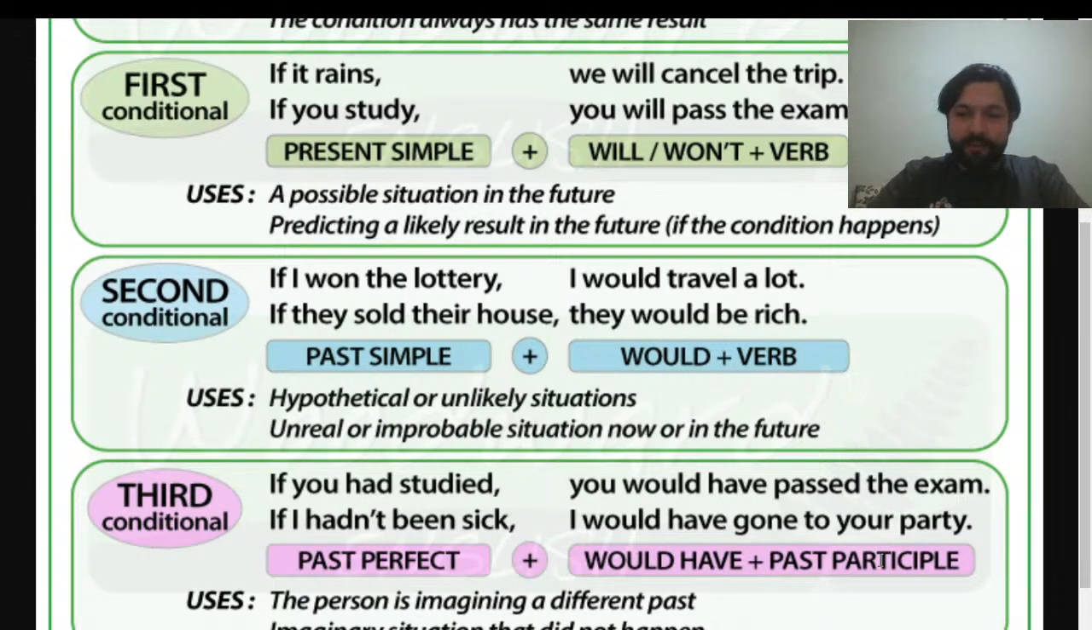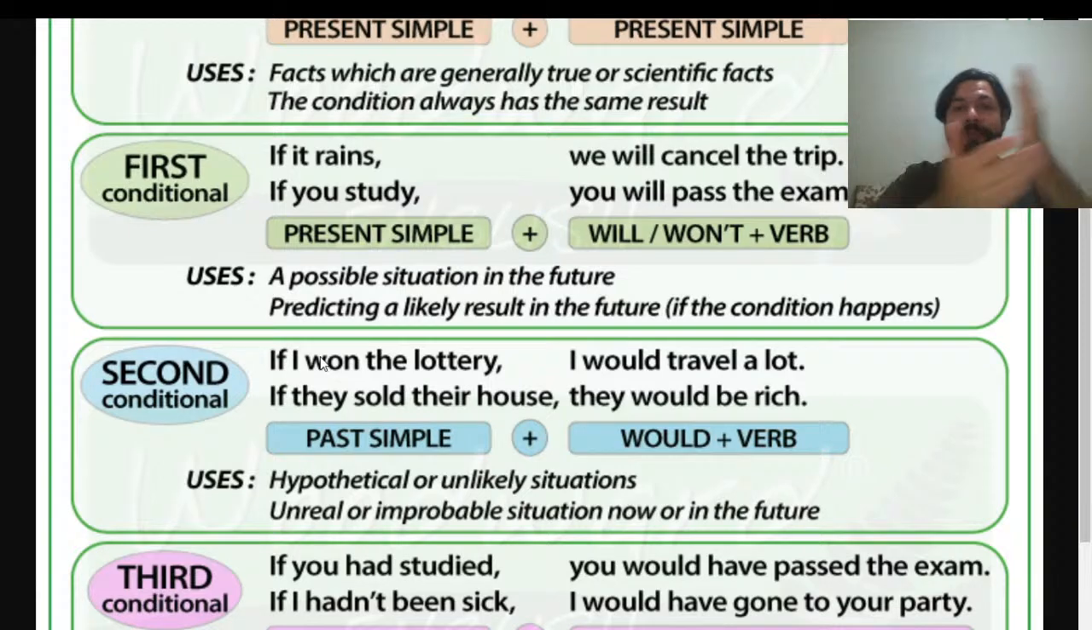So if I ask you this question, with a possibility for the future, what will you do if you wake up really sick tomorrow? In this case, I'm using the first conditional about something that is possible. It's not for sure, it's a possibility. But it's about the first conditional and it's about tomorrow. So tell me guys, what will you do if you wake up really sick?